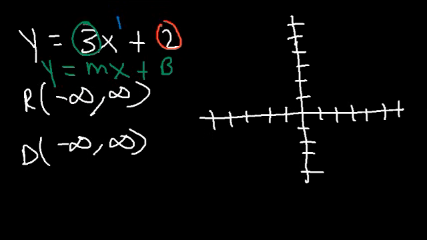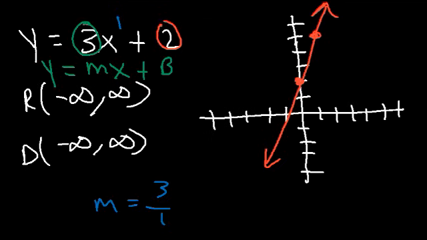So let's plot the y-intercept first at 2. And the slope is 3, which means it's 3 over 1. So using rise over run, we need to go up 3 units and 1 unit to the right. So therefore, the next point will be here. And so we can connect these 2 points with a line. So the graph looks something like this.